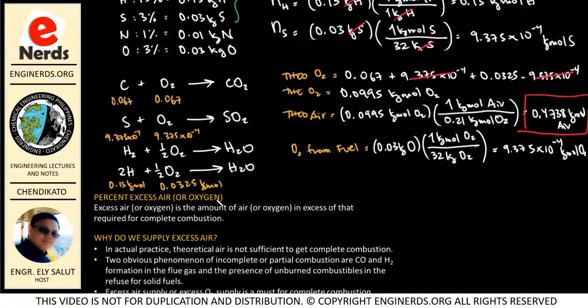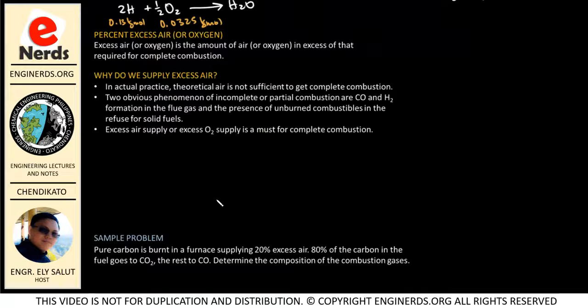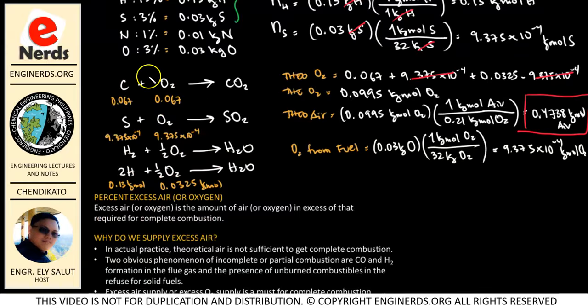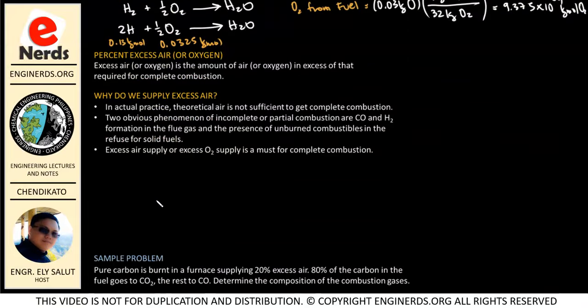Okay, so now, proceed na tayo sa pag-calculate ng percent excess air. So, sabi natin, nung nakaraang lecture natin, excess air or oxygen is the amount of air or oxygen in excess of that required for complete combustion. So, kanina napakita natin kung ano yung theoretical oxygen or theoretical air. So, yan yung required in order to produce complete combustion. Ano? But, we are supplying air in practice, no? In actual practice, we are supplying air more than the theoretical amount of air na kailangan natin.